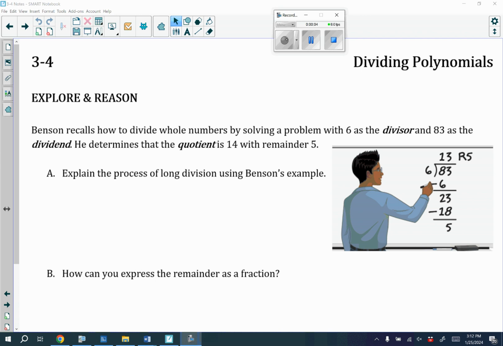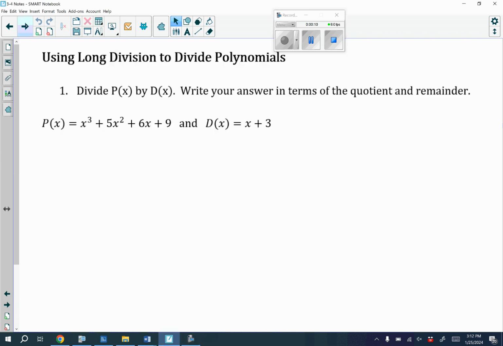We're going to be talking about long division. So we're going to skip the explore and reason, and go straight into the first example for long division. So let's talk about what is long division. You have probably learned about long division in late elementary, basically how to divide with numbers, but now we're going to do it with polynomials.